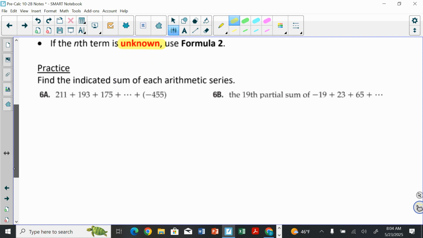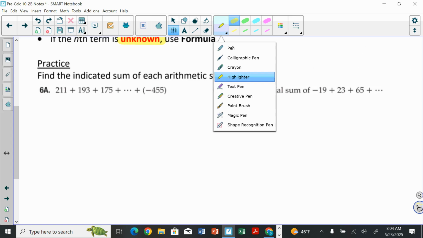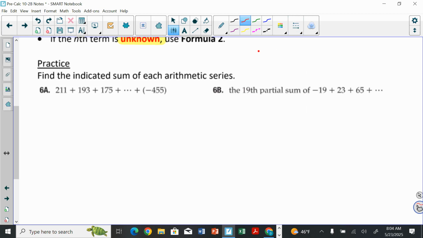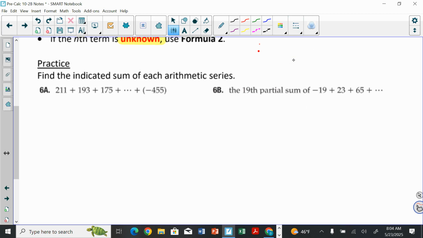So for this one, find the indicated sum. So in this case here, we're going to use formula 1 in this one. So we'll use formula 1 here, just so we know. All right, so again, I got to find my N value. So I got to substitute some values into this equation to get my N value. That's what I'm looking to find.